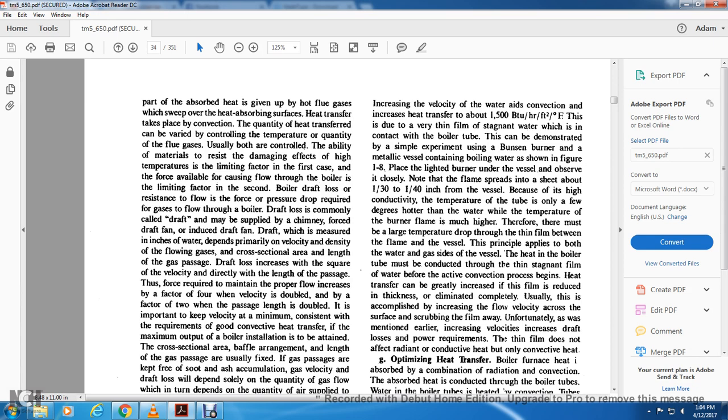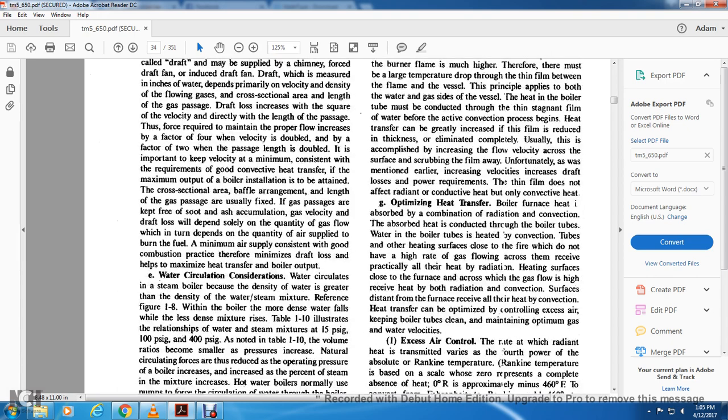The heat of the boiler tube is conducted through the thin stagnant film of water before the active convection process begins. Heat transfer can be greatly increased with the film reduced in thickness or eliminated completely. Usually this is accomplished by increasing the flow velocity across the surface, scrubbing the film away. Unfortunately, as was mentioned earlier, the increase of velocity brings an increase of the draft loss and the power requirements. The thin film does not effectively transmit radiant heat, but only conductive heat.